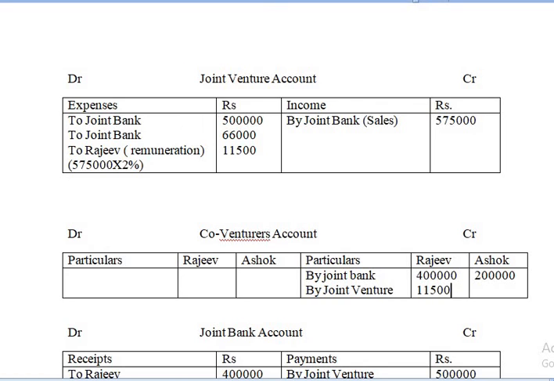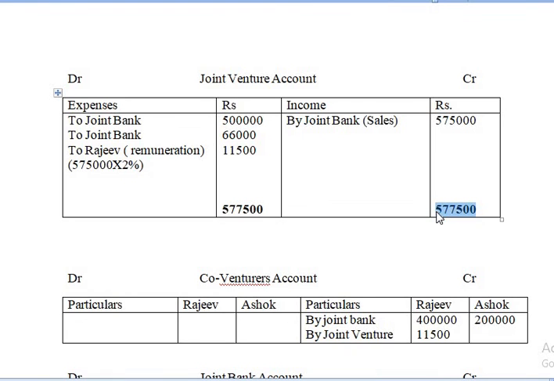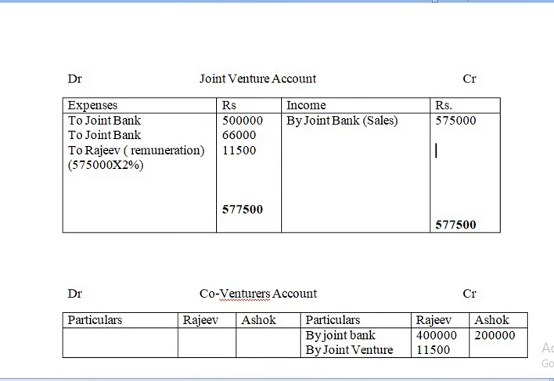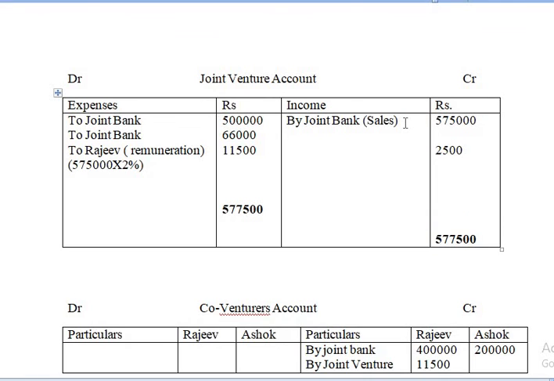Now make balance of the ledger accounts one by one. First make balance of the joint venture account. Now the joint venture account is balanced for 5,77,500, but on the credit side there is a balancing figure of 2,500. This will be the balancing figure. So this is considered as loss on joint venture, by loss on joint venture.